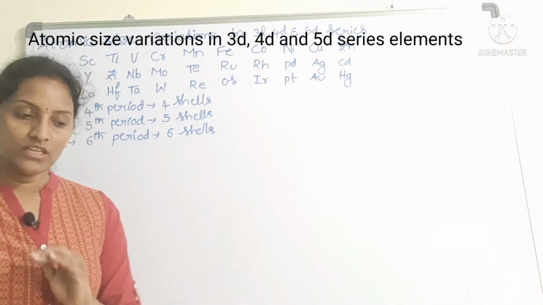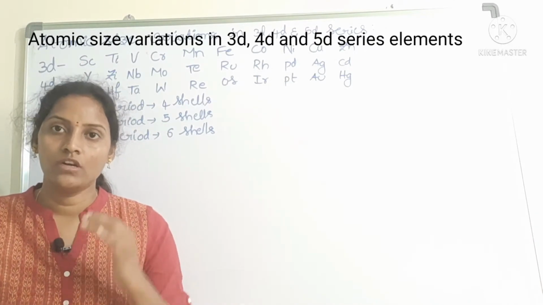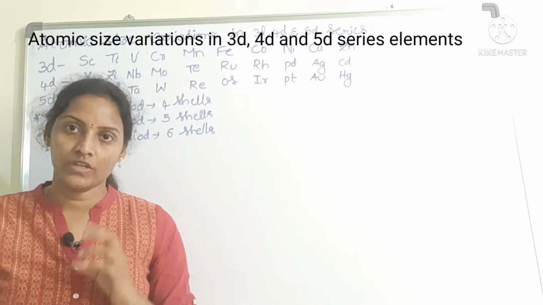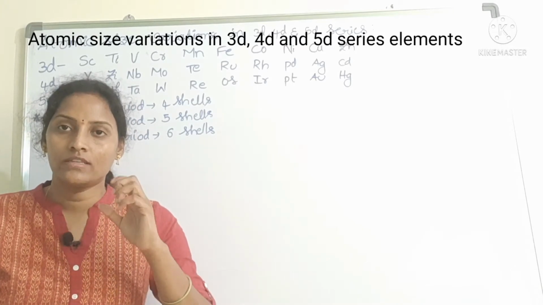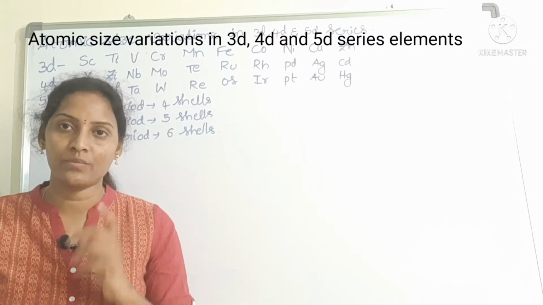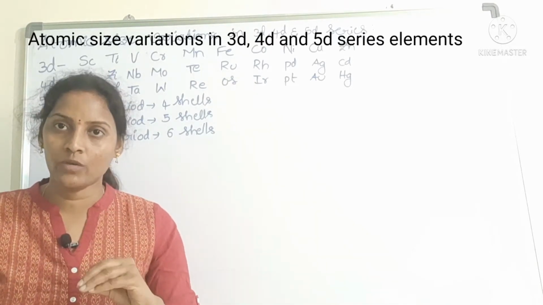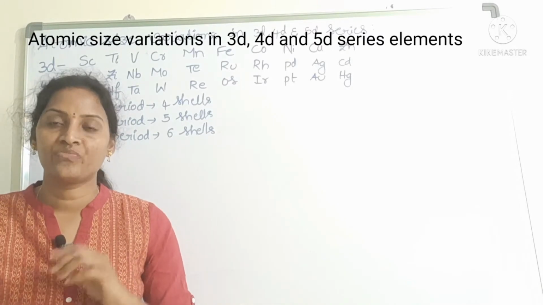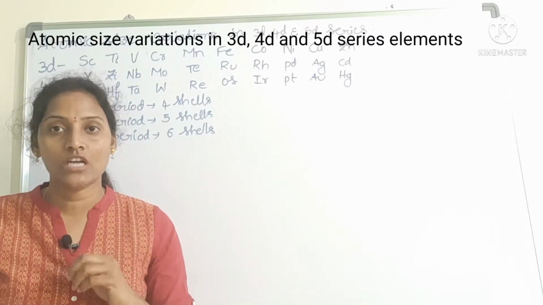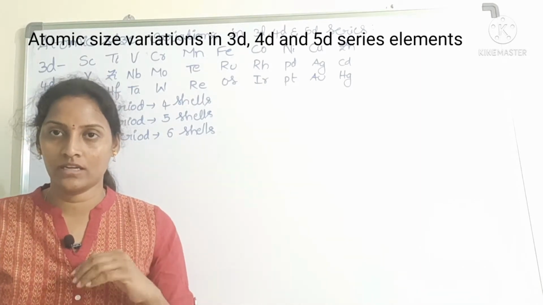See here, the general trend in the periodic table from top to bottom in groups: the atomic number will increase. If the atomic number increases, the shell number will automatically increase. If the shell number increases, the atomic size will also increase. But that phenomenon is not working here. Why? Let's see the reason now.